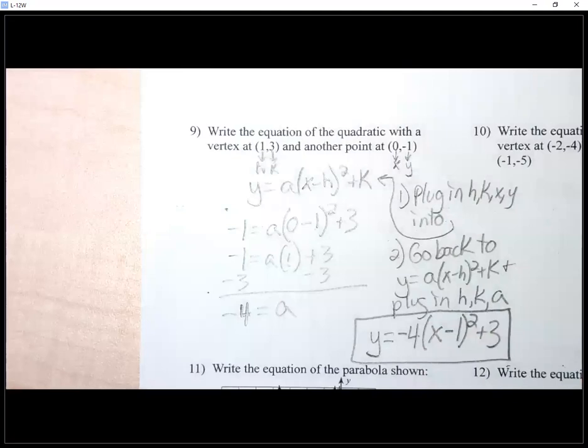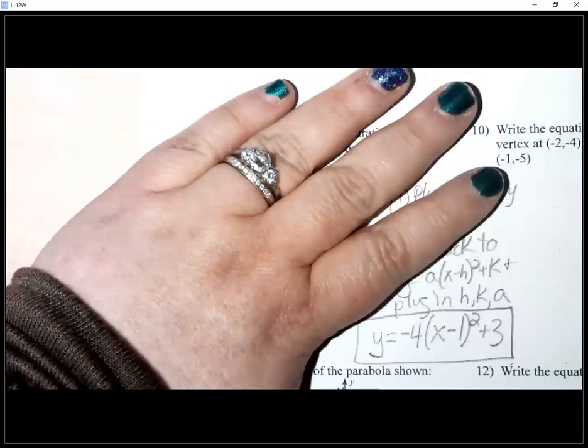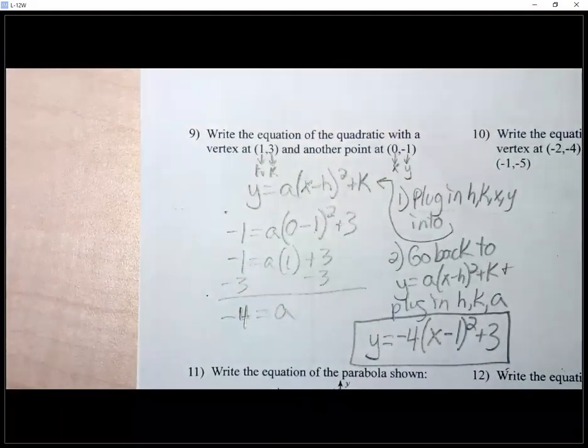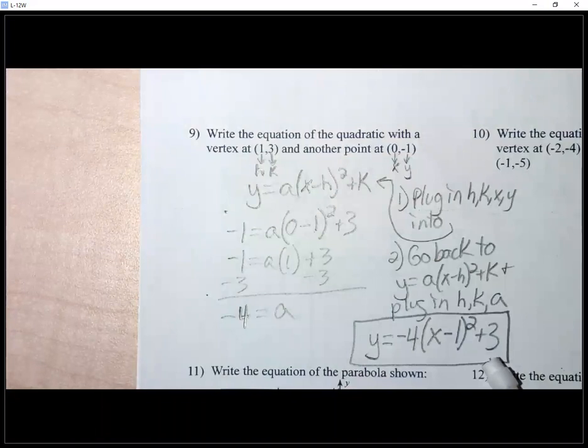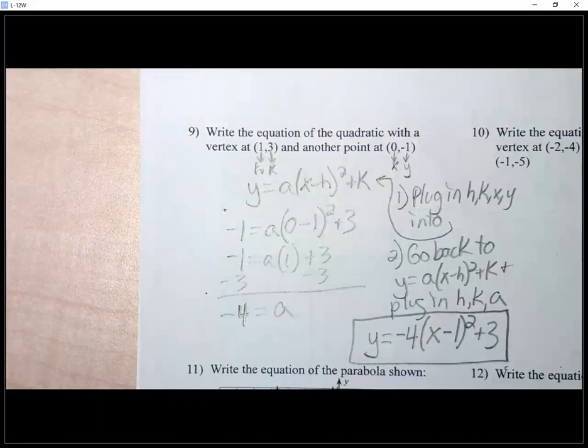I like to check myself. I like to say, okay, pretend I don't have any of this information and I just have the equation that I just wrote. I ask myself, what's the vertex of this thing, just by looking at it? Wouldn't it be at positive 1, 3? Isn't it always the opposite of that, comma that? So that's positive 1, 3. Look at that. In the problem, it said the vertex is at 1, 3. And then if I want to super check myself, I can plug in 0 and see if it comes out with a -1. And it does. Does that make sense?